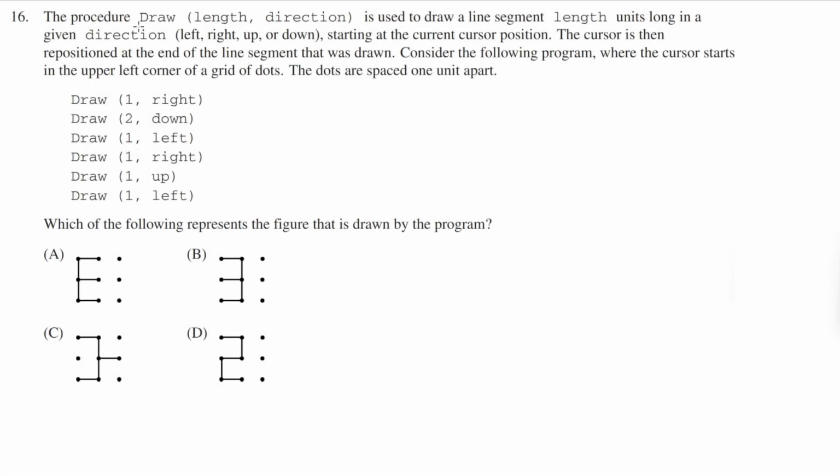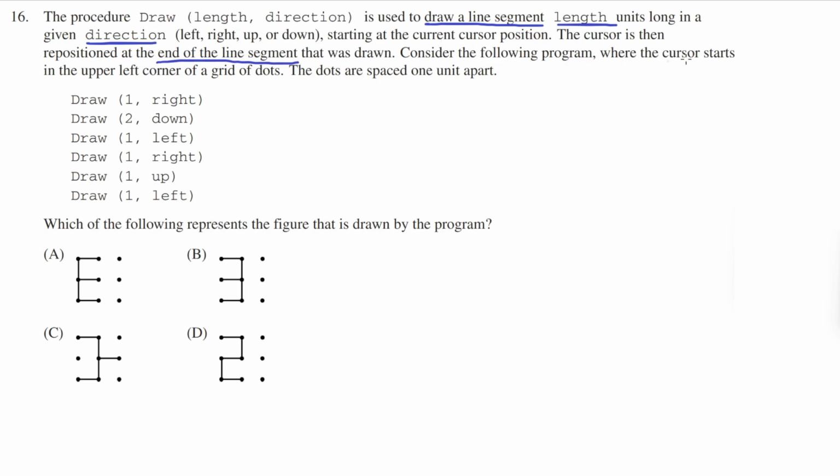The procedure draw with parameters length and direction is used to draw a line segment length units long in a given direction (left, right, up, or down), starting at the current cursor position. The cursor is then repositioned at the end of the line segment that was drawn.